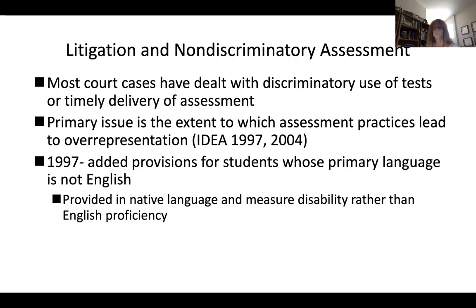We also see overrepresentation issues with regard to dual language individuals, and many times that's a result of assessment instruments being used not in that child's primary language. In 1997, there were added provisions for students whose primary language was not English, due to litigation, and the fact that we must now provide, in their child's native language, some kind of measurement of disability rather than looking at their English proficiency.